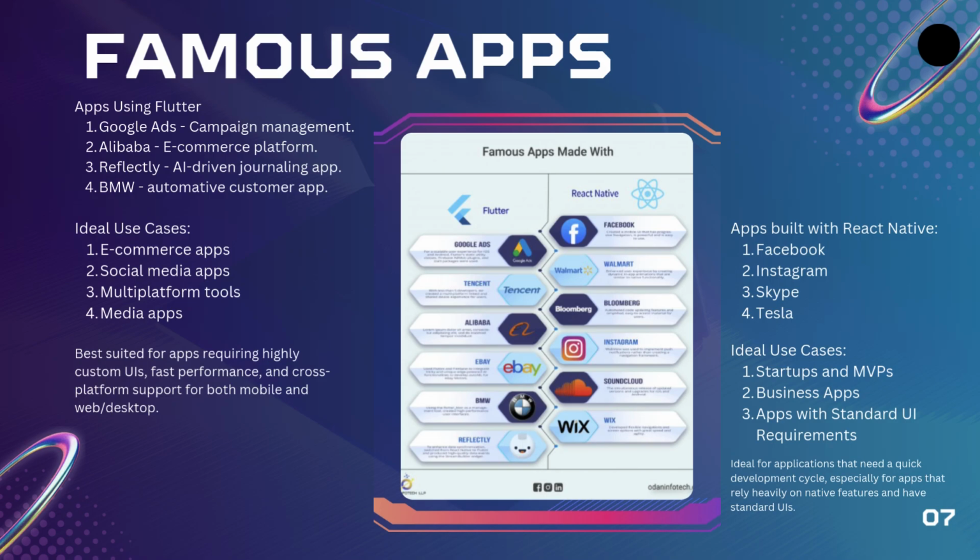Moving on, apps that were built with React Native include Facebook, Instagram, Skype, and Tesla. The ideal use cases of React Native can be making startups and MVPs, business apps, and apps with standard UI requirements. React Native is ideal for applications that need a quick development cycle, especially apps that rely heavily on native features and have standard UIs.